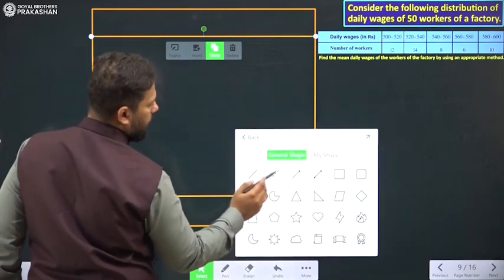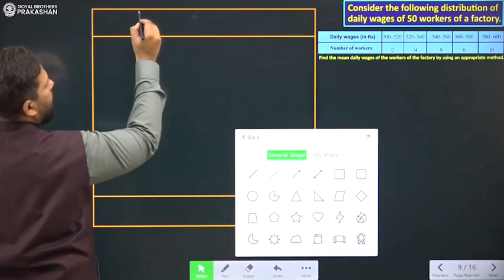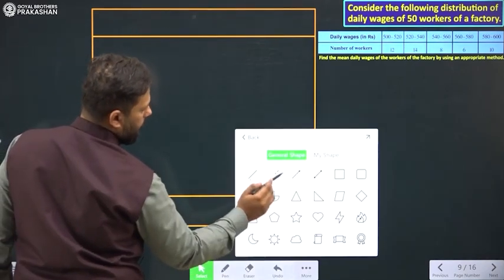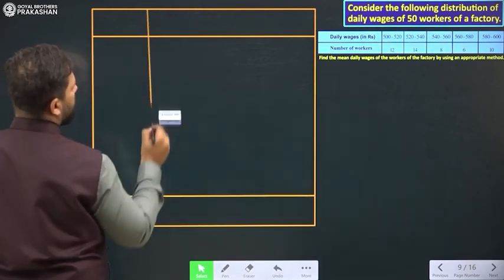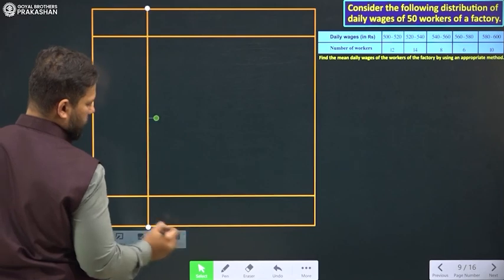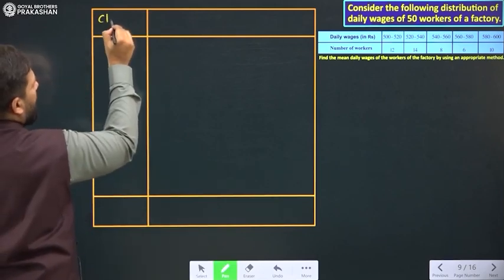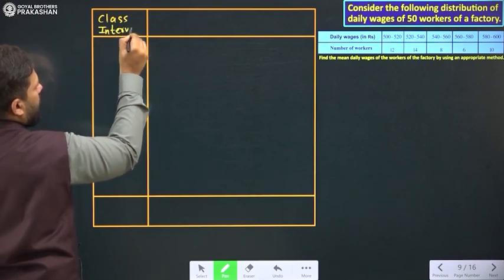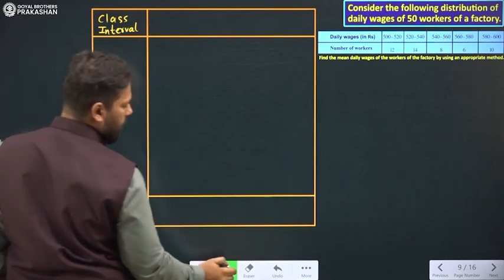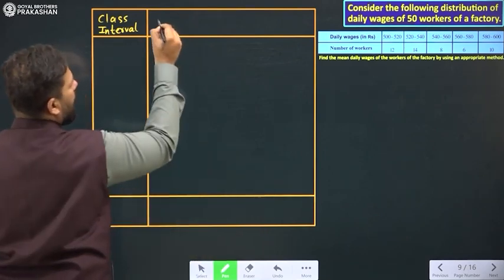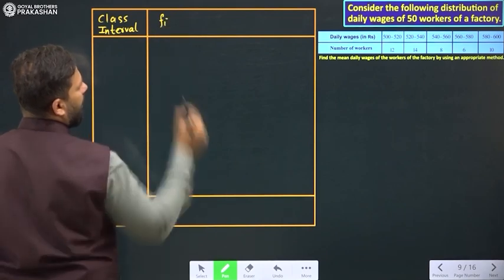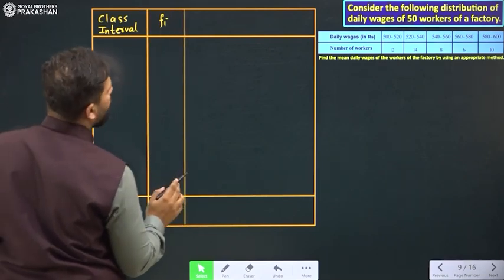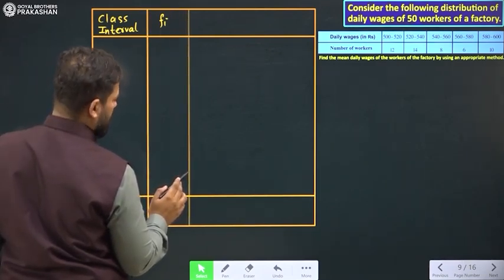Perfect. Now we need to divide it with the first column. The very first column stands for the class interval. So the first column is going to be class interval. Let us write it quickly. Class interval. The second column we know stands for the frequency of that class interval, that is written as Fi. So let us also divide it now. We will write all the Fi's over here in the second column.